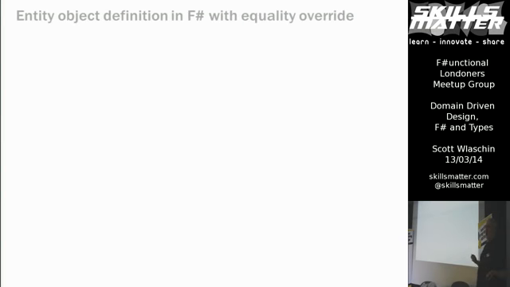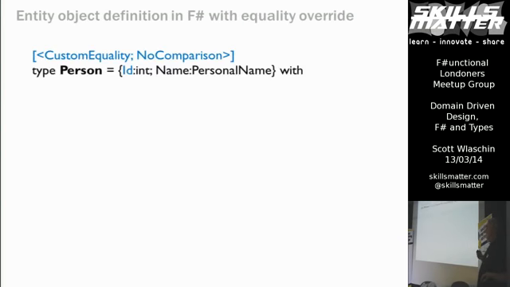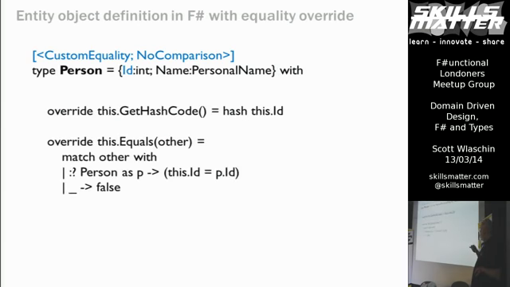Okay, let's look at the F# equivalent. So in F#, you tag it with custom equality if you want to override equality. I'm not sure if that's really required, but I like to do it because it tells me that I'm doing it. Then you have to override the get hash code, and you have to override equality. The nice thing is the override equality is actually a lot easier, because if it's a person you compare the IDs. You don't have to do a null test because the type can't be null. So that eliminates a whole class of issues right there.